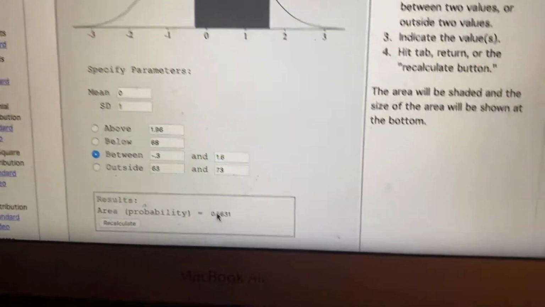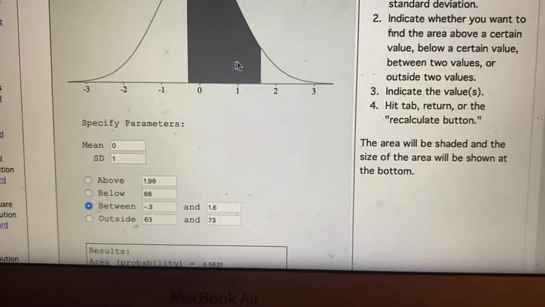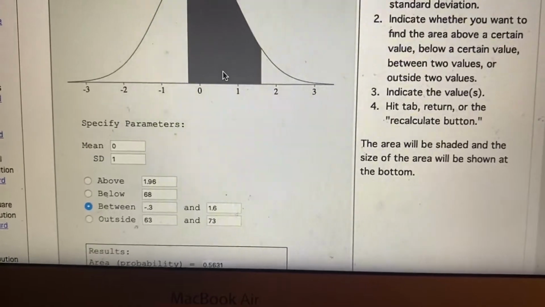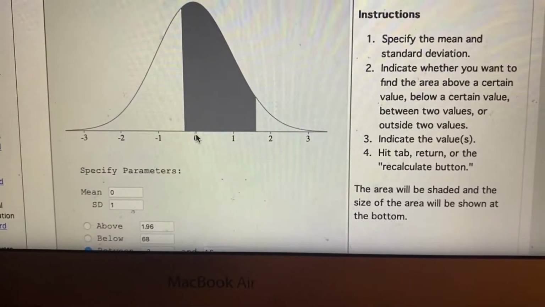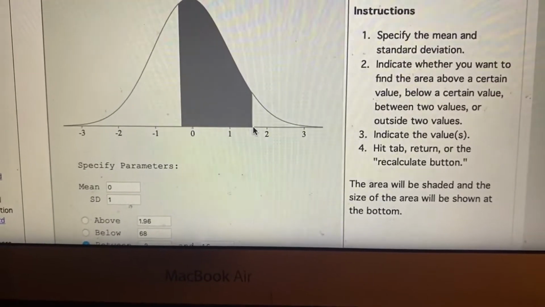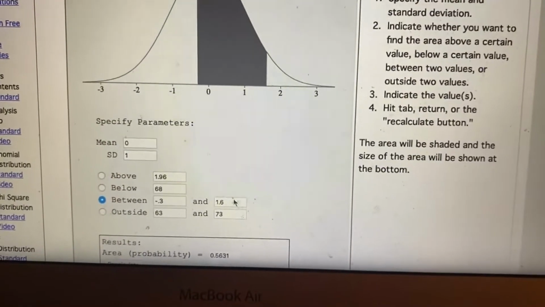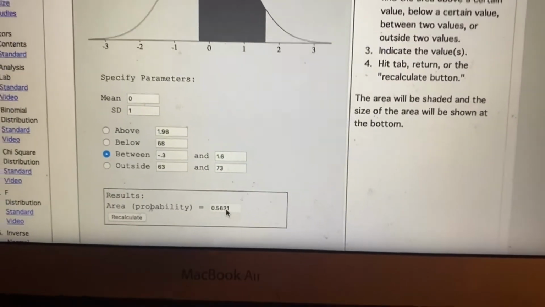Recalculate, we get our answer, 56,301. And again, that looks like what we're describing. Z is -0.3 and +1.6. Notice our picture mimics what we're asking the graph to do, and the graph is finding the area under that curve. All right. Question number 6.